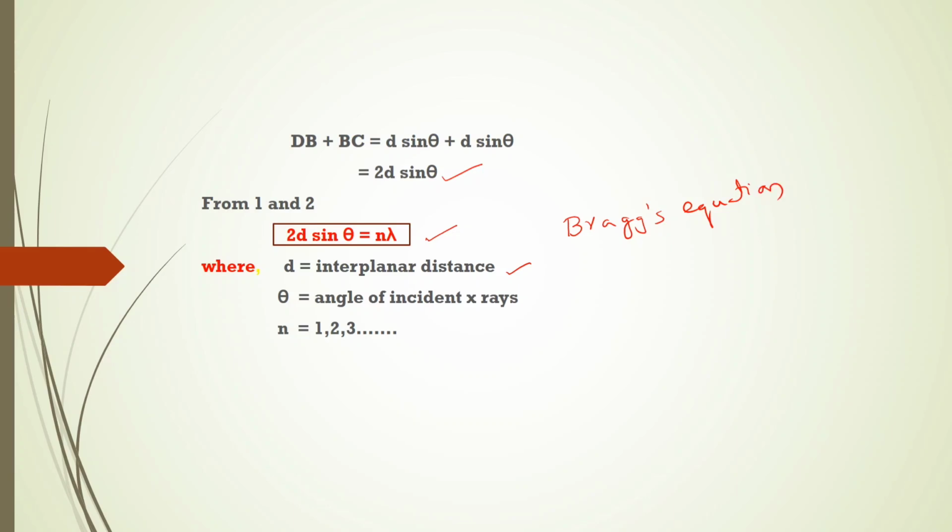And one more important thing is you can write the Bragg equation as 2d is equal to n lambda divided by sin theta also. And you can write Bragg's equation like this: sin theta is equal to n lambda by 2d. Here, more importantly, 2d sin theta is equal to n lambda is Bragg's equation, and theta is the angle of incidence of X-rays.